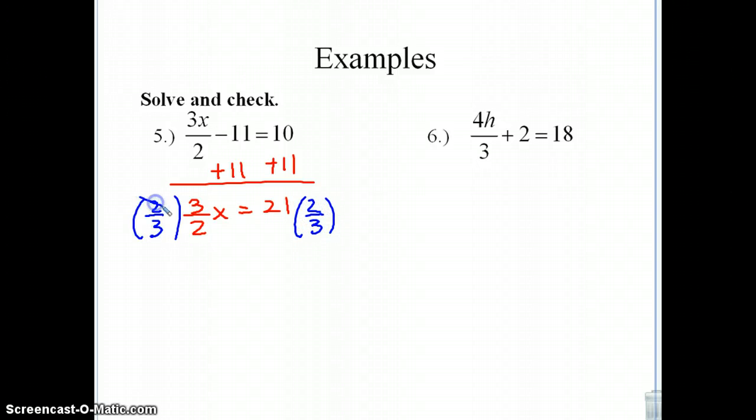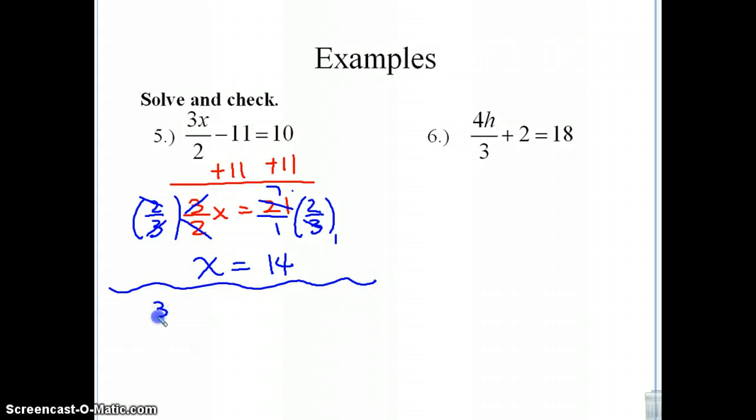On the left hand side, the 2's cancel, the 3's cancel, I'm left with x. On the right here, 21 over 1. The 3 cancels to 1, the 21 changes to a 7. 7 times 2 is 14, and I'll check that.